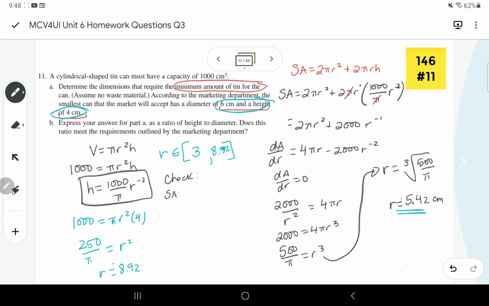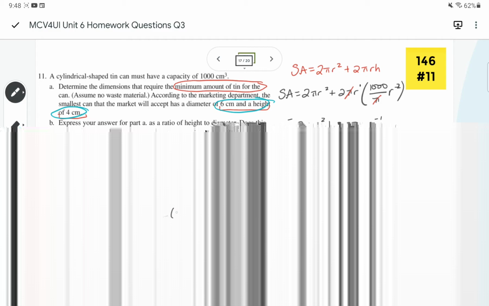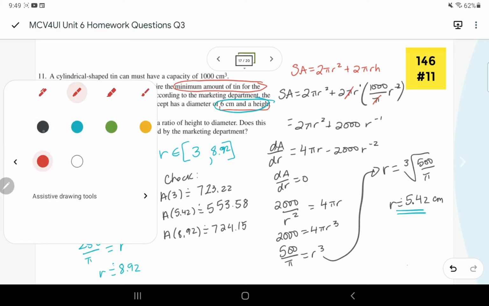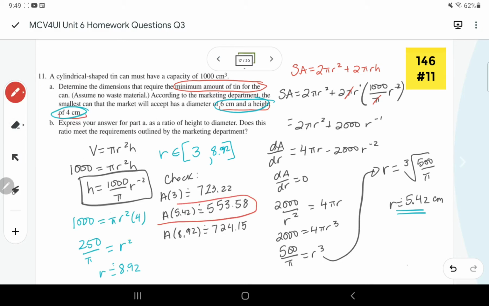So then we're just going to check. What's the surface area? Like the area if the radius is 3, the area if the radius is 5.42, and the area if the radius is 8.92. We're just going to put that all into your calculator and calculate what it would be. So I've added those numbers in, and as you can see, the minimum surface area happens at that 5.42 for the radius.